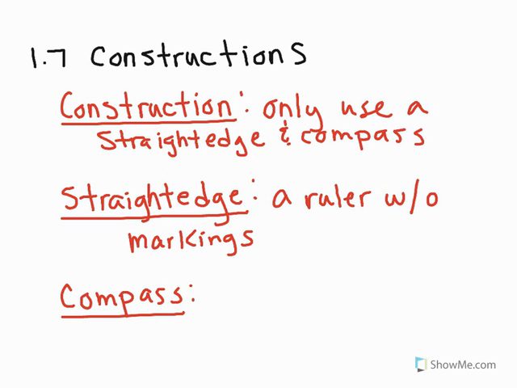And then, of course, we have a compass, which is used to draw circles. It's the tool that you put a pencil into, and it has a sharp point, and then you swivel it around, and it makes a nice circle. So in order to make a construction, you're going to need a straight edge and a compass, but that is all you can use besides a pencil. That's it. No other measuring devices.